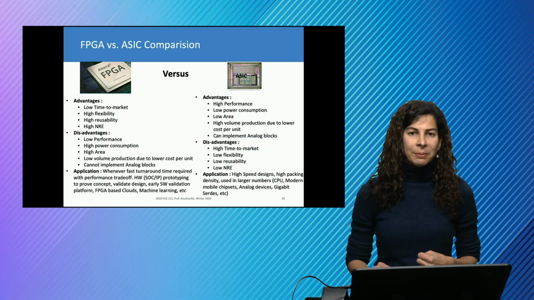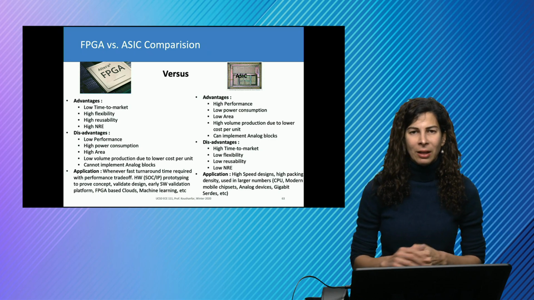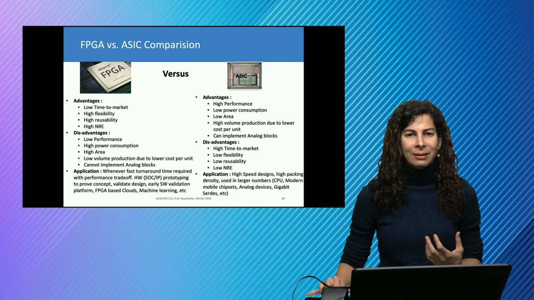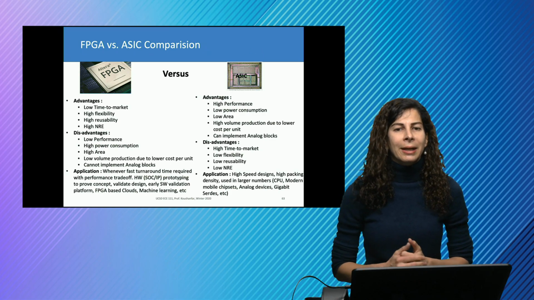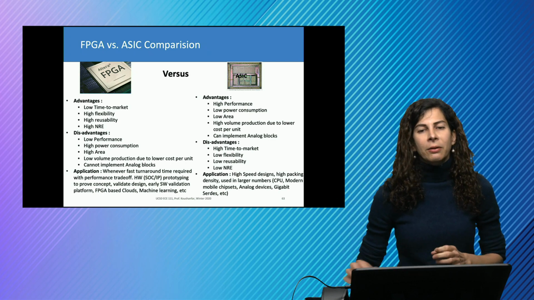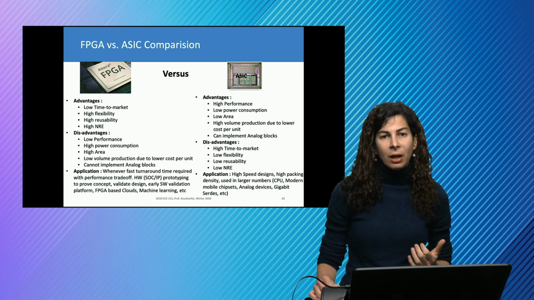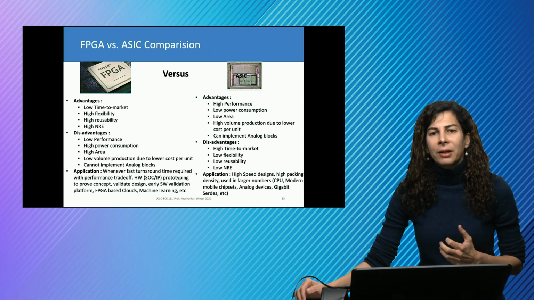Last but not least, here I'm just putting some key points for FPGA versus ASIC comparison. The advantage of FPGA is that it has a lower time to market. We don't have to go through that fabrication. It has a much higher flexibility and reusability, and the non-recurring engineering cost is lower here.